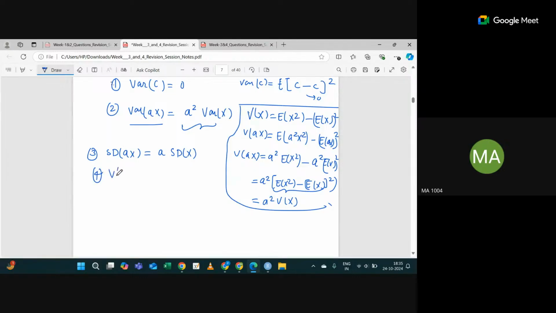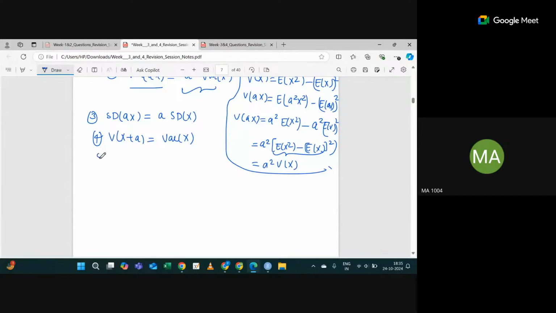What about variance of x plus a? Variance of x, right? Because variance of a constant will be 0. What about standard deviation of x plus a? Same, standard deviation of x, right?